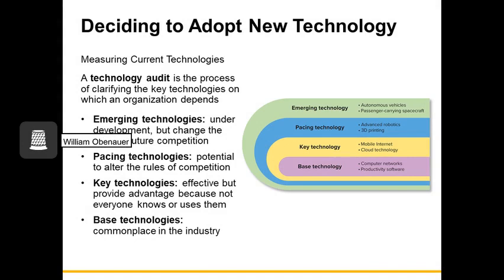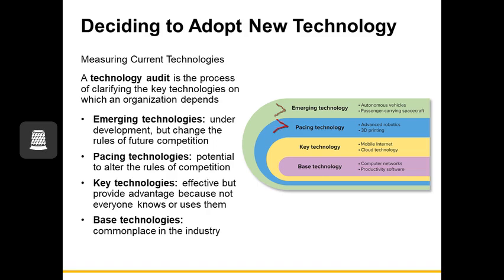Now, as we develop technologies, it's important to have a good understanding of what our technology portfolio looks like. And we can gain this understanding through something called a technology audit, which is the process of clarifying key technologies on which our organization depends. Now, there are four different categories that we're going to classify technologies in as we conduct our technology audit. The first is an emerging technology, and this is a technology that's under development, but definitely has a potential to change the rules of future competition.